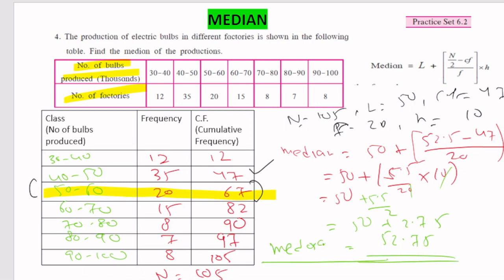Isn't it very simple? I think your median doubt should get cleared. Okay, you got the median of the production, right? This production is in thousands, you can convert into proper numbers, so you can multiply by 1000, you'll get 52,750 something, right? So no worries, your median is done.